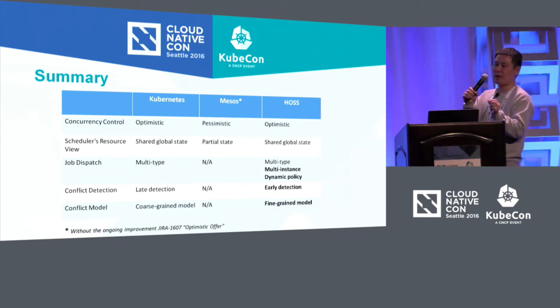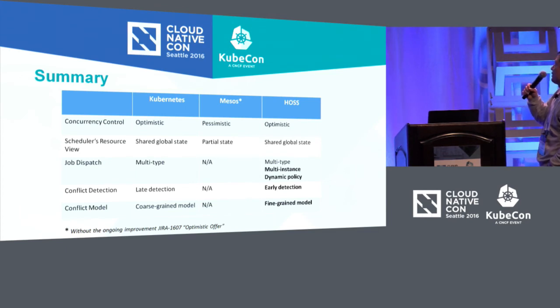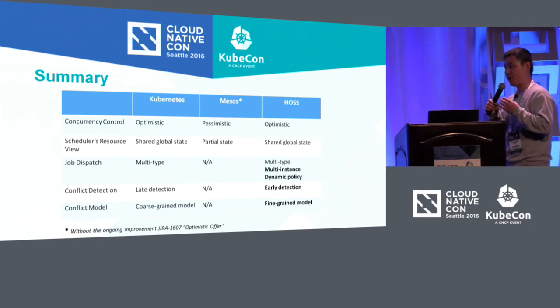only see partial nodes. For job dispatch, Kubernetes now supports multi-type. We support multi-type, and we also added multi-instance and dynamic policy support. For conflict detection, Kubernetes is a kind of late detection mechanism, and we are based on an early detection mechanism. And for the conflict model, we have a fine-grained model. We include different criteria and also different policy controls.